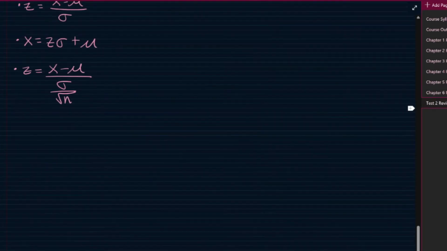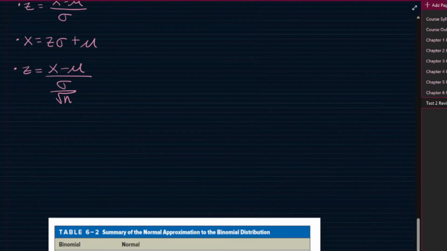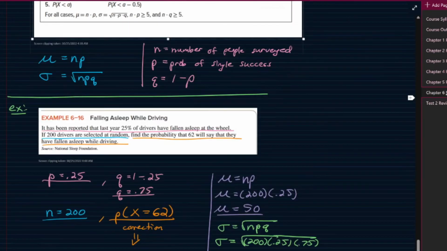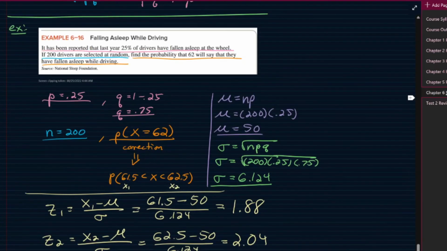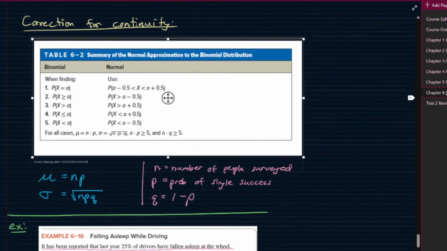So the correction for continuity, I know it's a bit annoying, but I don't think they give this chart, so definitely you want to memorize this going into there as well. And we looked at an example, just one actually. Again, it's a binomial question because they're just asking the people, have you fallen asleep at the wheel, yes or no? When you can boil the answers down into just two possible answers, it's a binomial distribution question. That's what lets us know we've got to use these formulas instead.